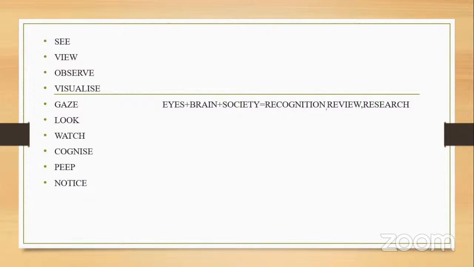So it is going to say that there is a recognition, there is a review, and there is a research. Eyes, that is recognizing. Via the brain, we are having a review, and for society, we are going to conduct a research. You can say that in literature review, these words play an important role, and eyes, brain, and society we can't ignore. And we have to keep in mind, recognition is the first step, the second is the review, and the third one is the research.